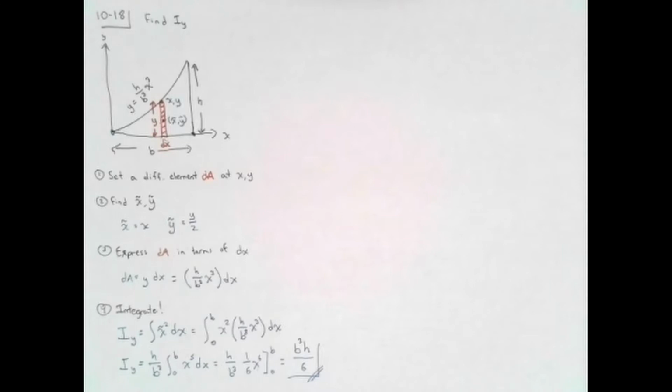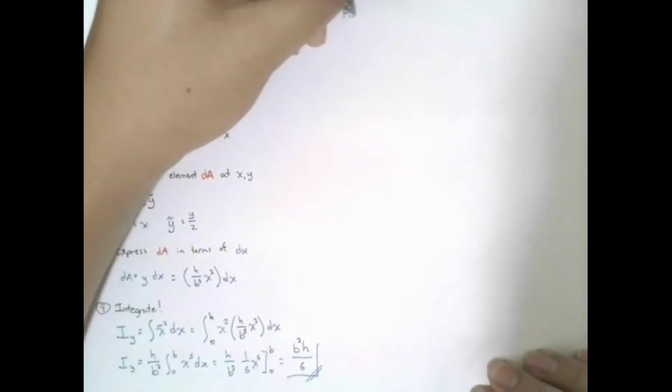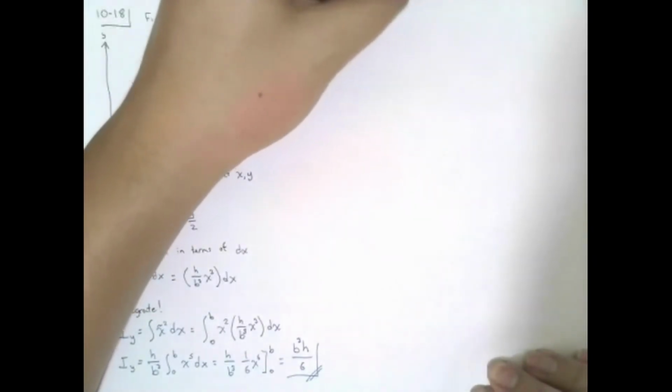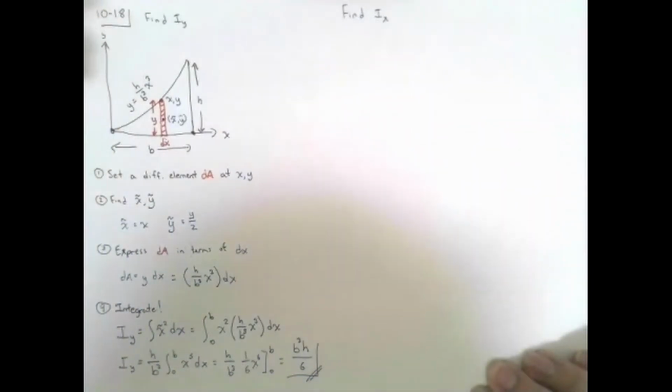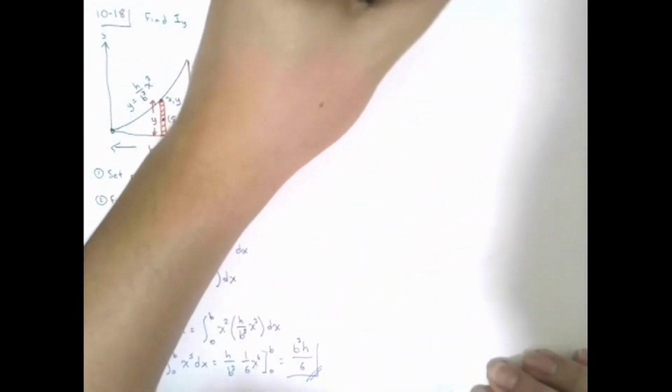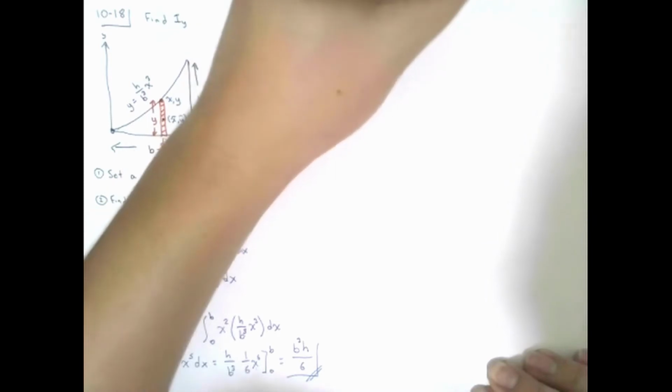All right, so if there aren't any questions with this problem, I do want to keep poking at this problem. And what I would like to do now is find the moment of inertia about the x-axis. However, I want to find the moment of inertia about the x-axis using the parallel axis theorem.